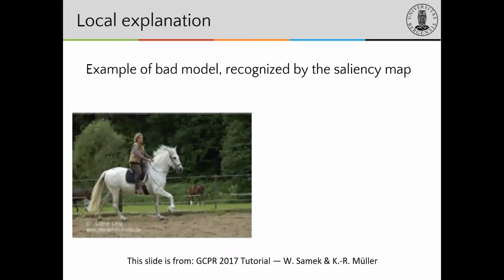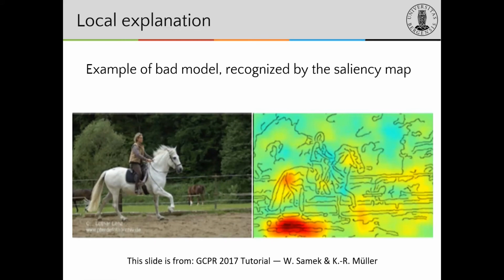I also want to show an example of a bad model recognized by the salience map. The previous examples were good models, and here is a bad model. Here is a horse picture, and the neural network can successfully categorize this image as a horse. But when we look at the salience map, the high gradient part is in the left corner. That's not the horse, right?